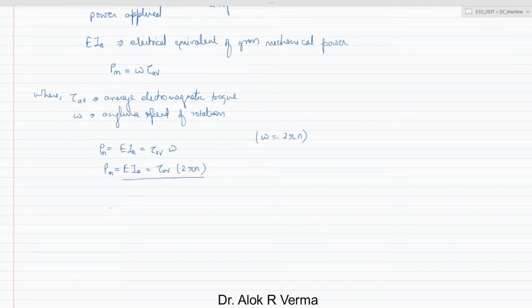So from here we can substitute the value of E. We know E is equal to n p phi z by a, where n is in rps. So substitute these values here, we'll get tau average as p z by 2 pi a times Ia into phi.